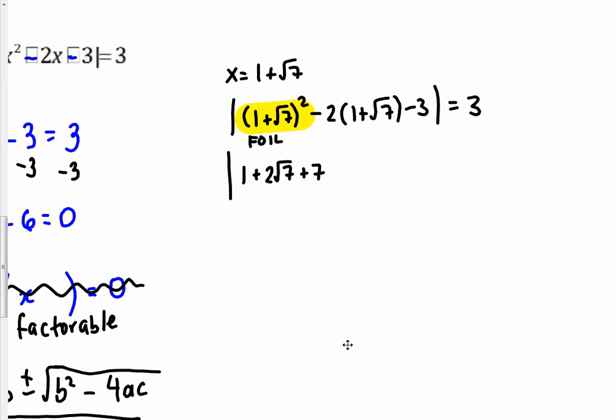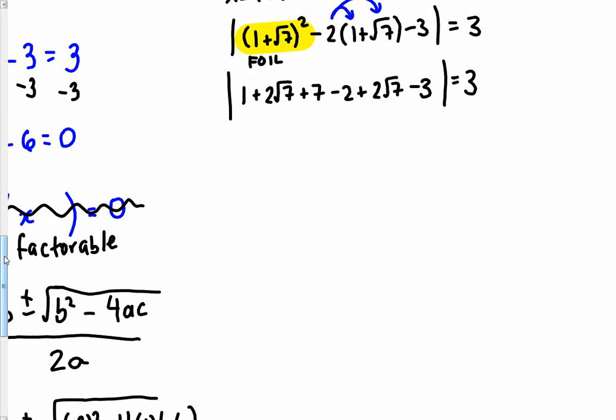Okay, bringing the negative 2 in. Minus 2 plus 2 root 7. And then we have to subtract 3. Guess what happens?